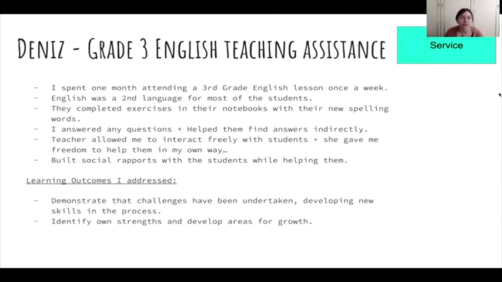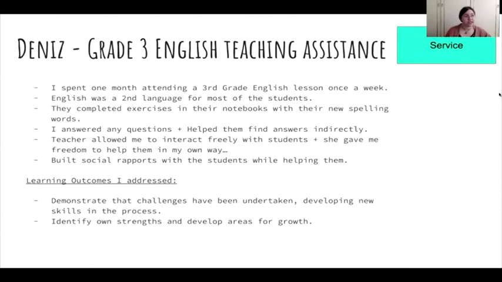Okay, for my individual experience, among other things, I did grade 3 English teaching assistants for a month, I think. I went every Thursday for an hour and a half, and this was basically the lower level class wherein English was a second language for most of them, and they worked on their spelling words and so on. I'm really grateful that the teacher allowed me to interact with the students freely and help them in my own way.